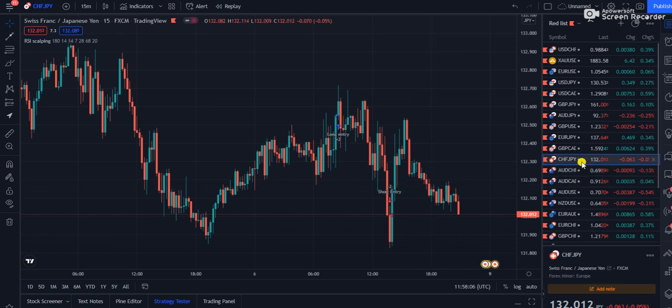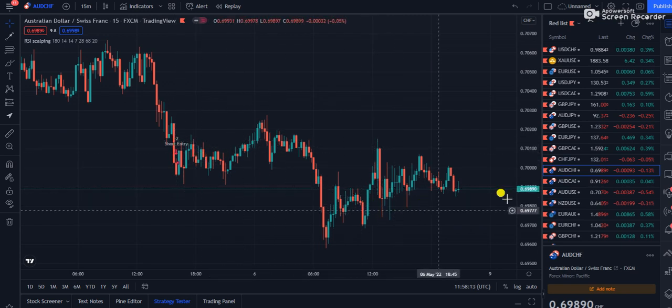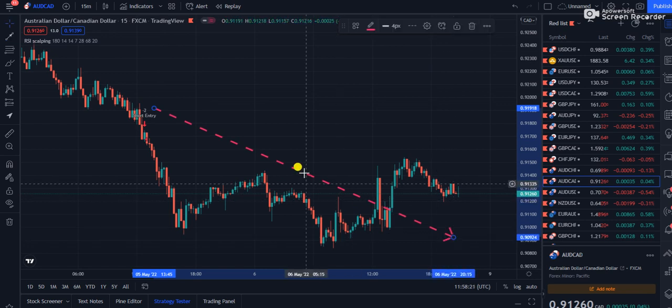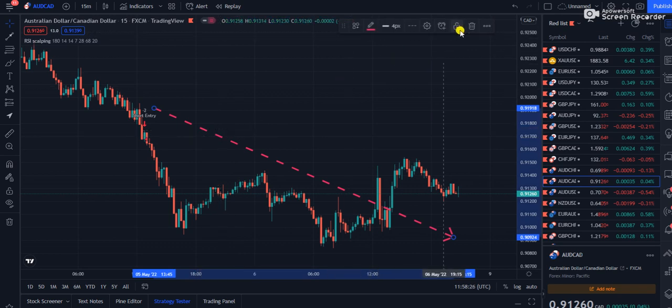Okay, so do not use the slow pairs like CHF/JPY and AUD/CHF. I personally don't like them. However, you can see the short entry was fine on this pair as well, but you should go for the major volatile pairs and the cryptocurrencies as well. Look, a very good downward chance again. Okay guys, I hope that you liked this indicator.